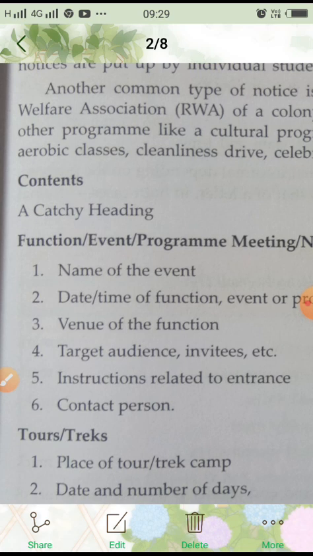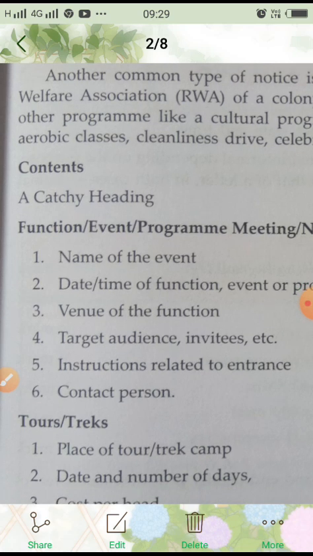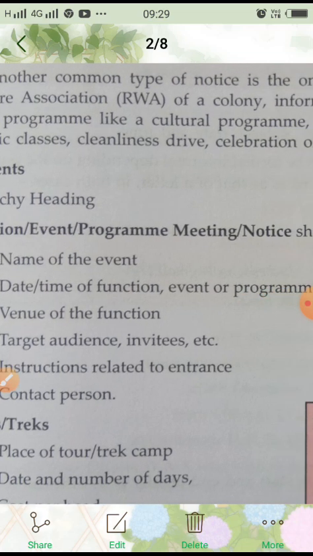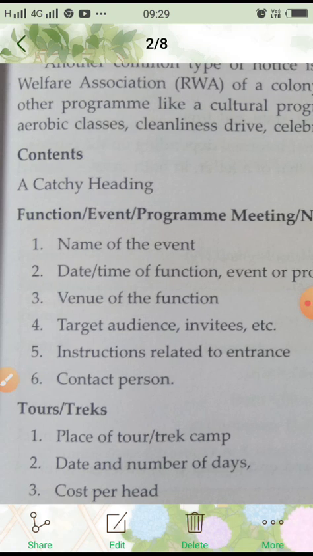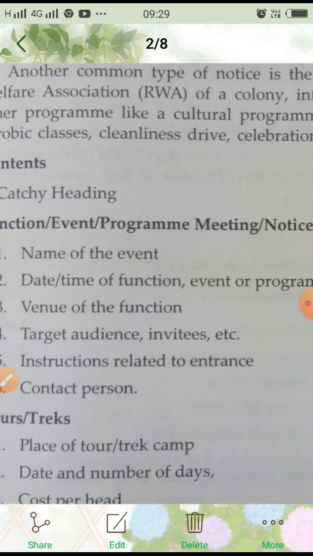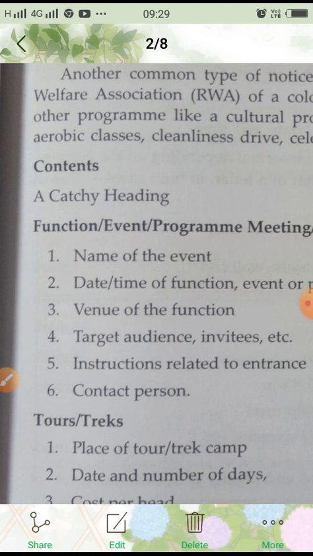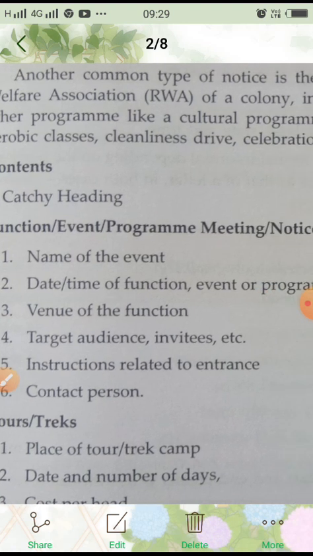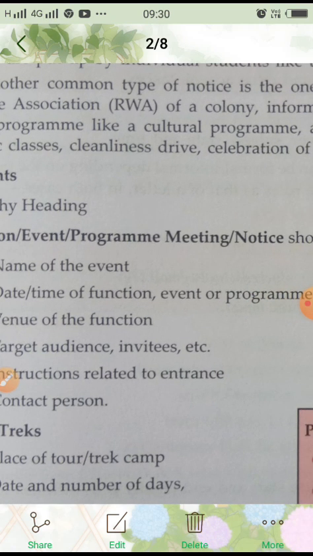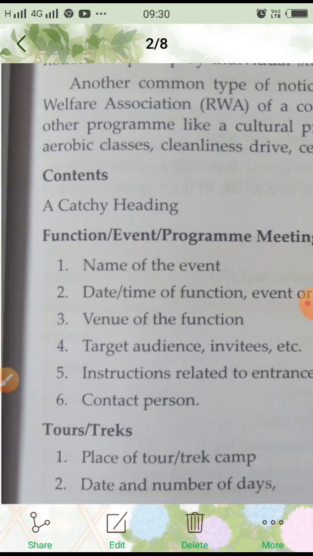It has to be mentioned in the notice writing in the same sequence. Now the second point is the date and time of the function, event or program. That is, on which date this event will take place, and at which time the function or event or program will be held, will start.